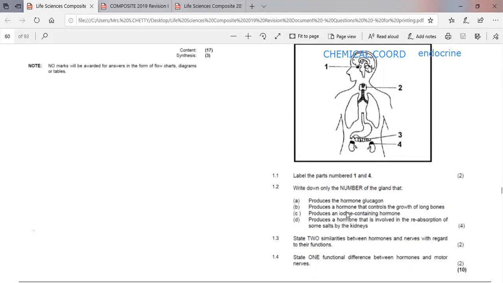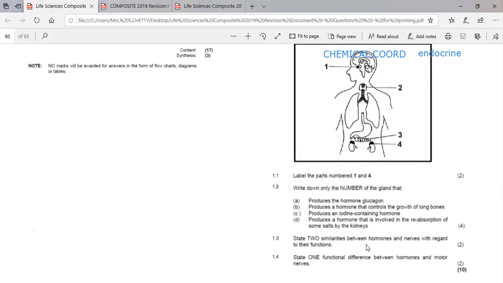Number 2. Oh, by the way, this answer here is number 1. That answer there is number 3 because they asked you for the number only. Produces a hormone that's involved in the reabsorption of some salts in the kidney. We just did it. That is number 4. The hormone was aldosterone. State 2 similarities between hormones and nerves with regard to their function.